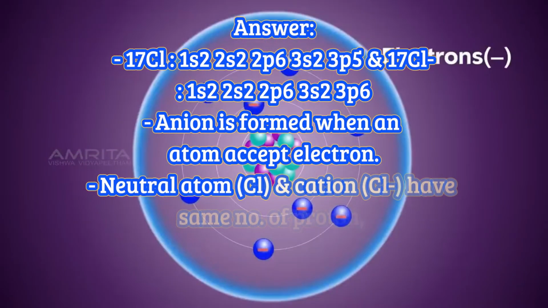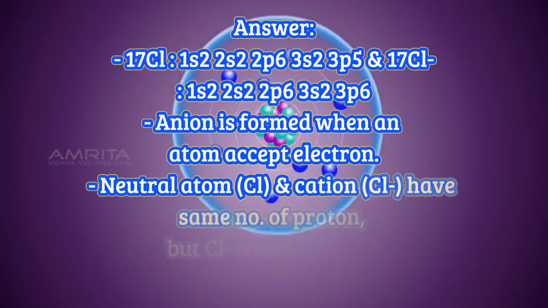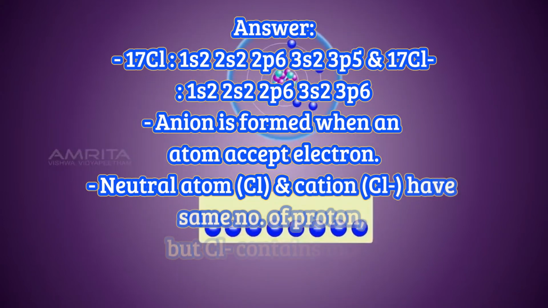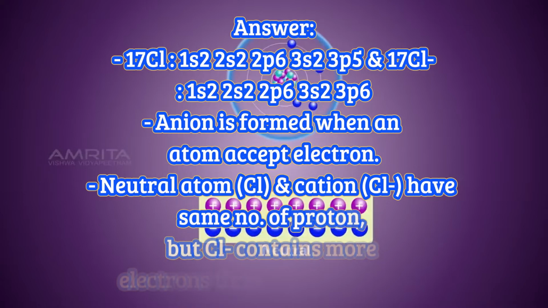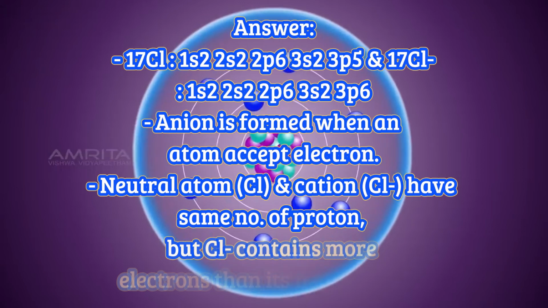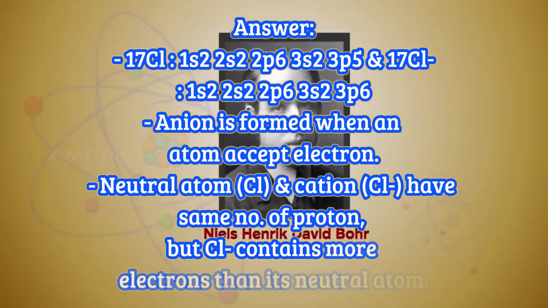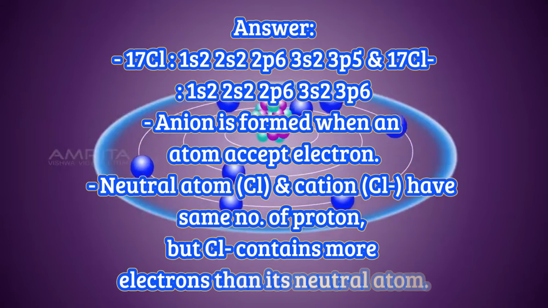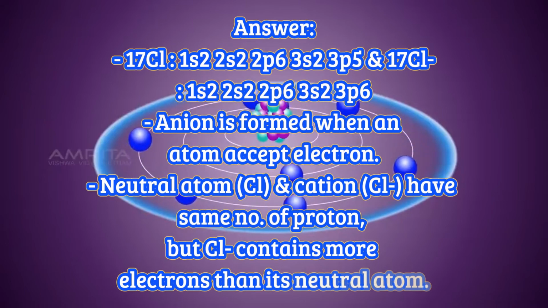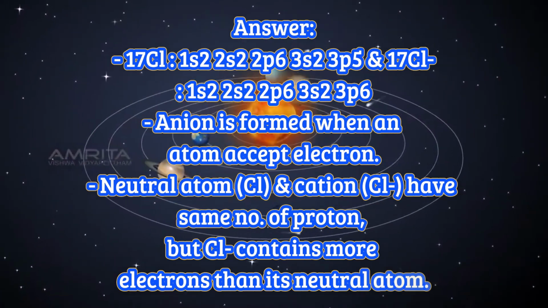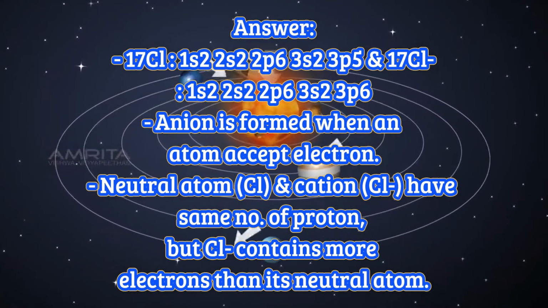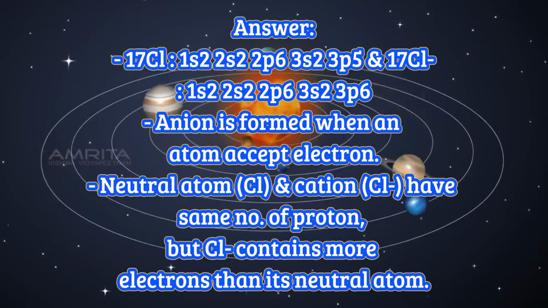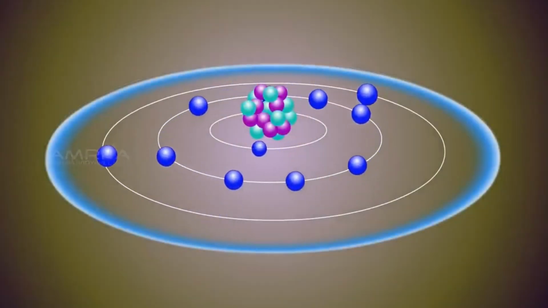So let's look at 3p5 in the neutral chlorine and 3p6 in its anion. There will be a difference at the p orbital. The second point we need to write is how an ion is formed. An ion is formed when an atom accepts an electron. We also need to compare that neutral atom Cl and the anion Cl minus have the same number of protons, but Cl minus contains more electrons than its neutral atom. So we have the comparison there.